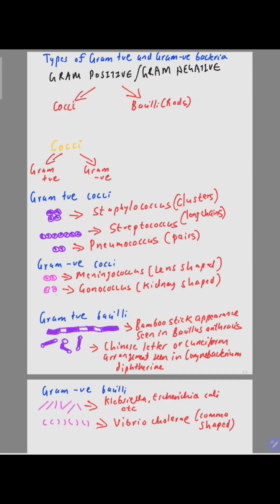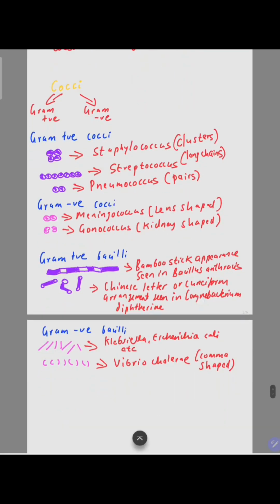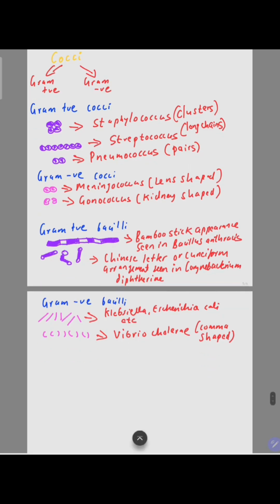Lastly, the gram-negative bacilli. Examples of a simple rod would be members of the family Enterobacteriaceae: Klebsiella, Escherichia coli, Salmonella, Shigella, etc. The other gram-negative bacillus we have is Vibrio cholerae, which is a comma-shaped gram-negative bacillus with a school of fish appearance. So these are some of the basic bacteria which we can see with gram staining, and there are many other examples, but I just covered the main ones here.